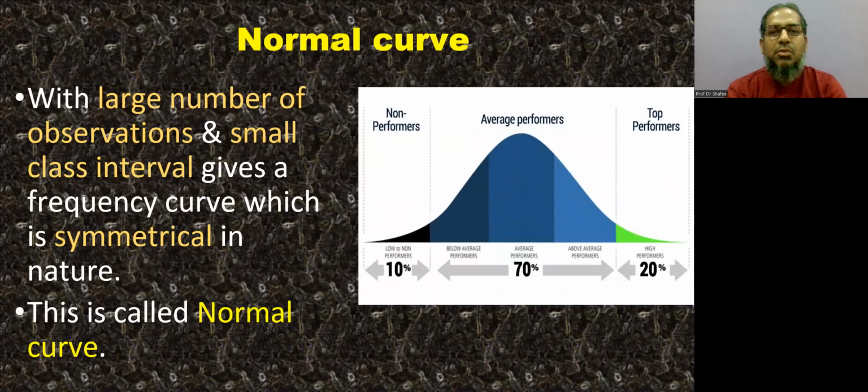So what do you mean by normal curve? A large number of observations with a small class interval gives a frequency curve which is symmetrical in nature. Here in this diagram, you can see that the distribution is symmetrical in nature and it gives rise to a curve. This is called the normal curve.